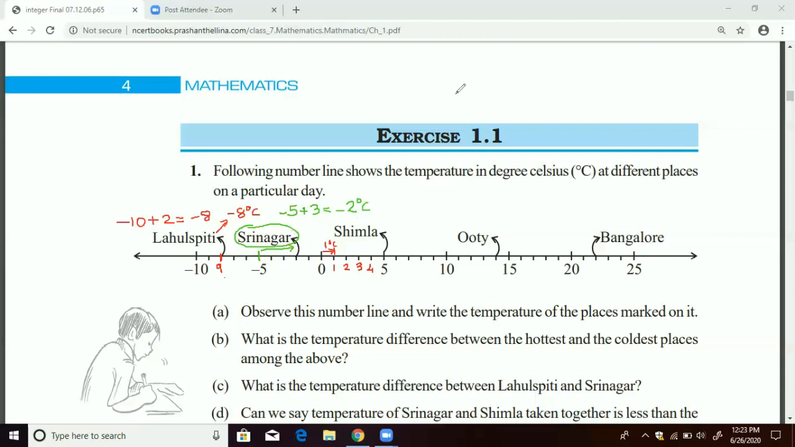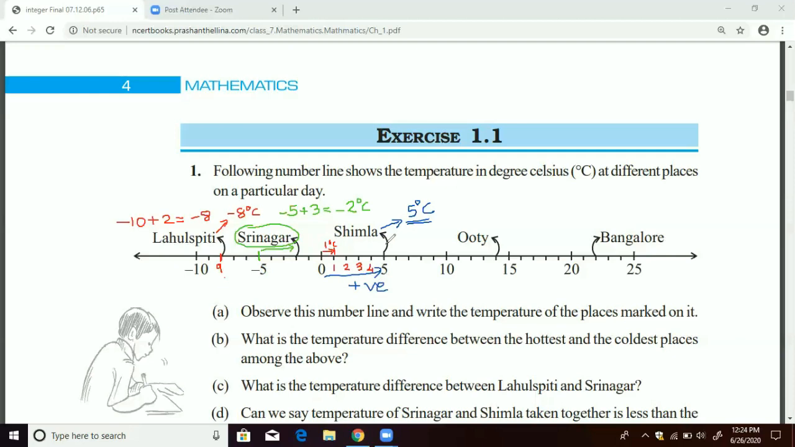Next one is Shimla. What is the temperature at Shimla? That is the next question. This is very clear. It is directly marked as 5. So 5 degrees Celsius is the temperature at Shimla. It is not a negative value, it is a positive value because it is on the right side of 0. So on the right side of 0, this is a positive value.